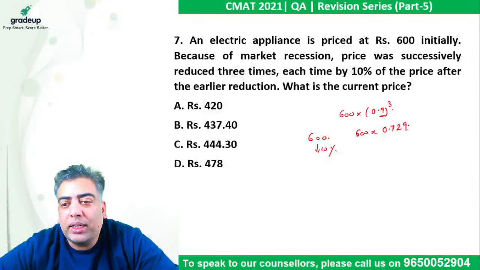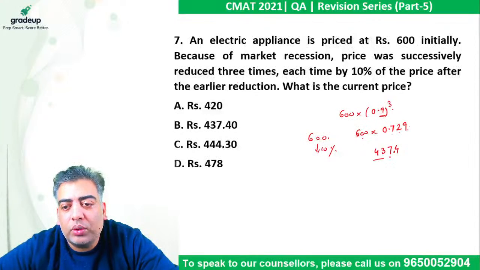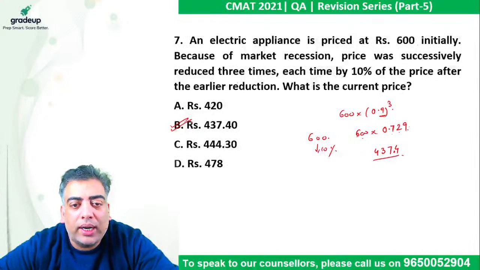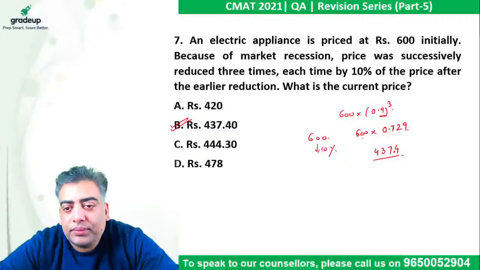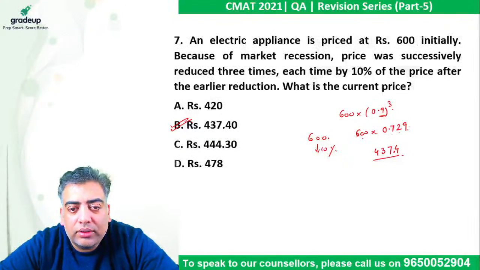So 6 into 9 is 54, 5 carried ahead. 12 plus 5, 17, 1 carried ahead. 42 plus 1, 43. Answer comes out to be 437.4 rupees. Right, Chandar. Good. Right, Kajal.